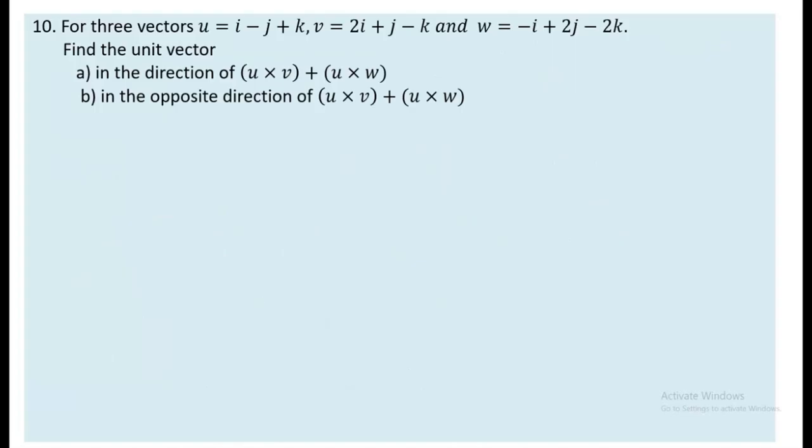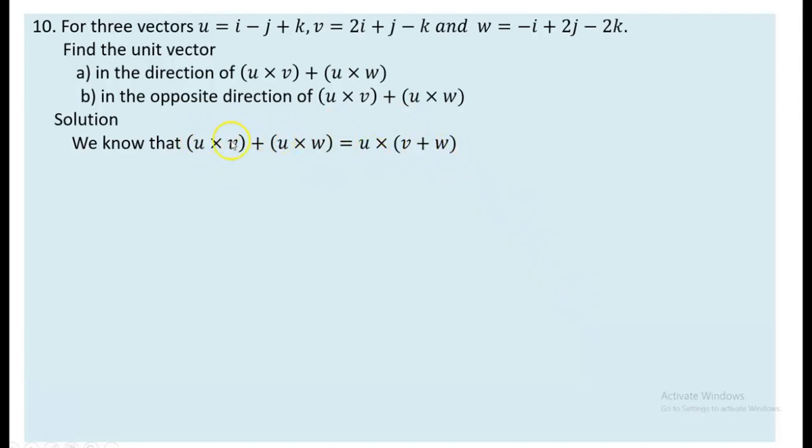In question number 10, again you are given 3 vectors, u, v, and w. The question is to find a unit vector, a, in the direction of the given one, and b, in the opposite direction of this. So what we need to do is the following. First, students, we have to determine what u cross v plus u cross w is. The solution goes like this, and we know that u cross v plus u cross w is the same as this one. u can be taken out, student. Then we have this property.